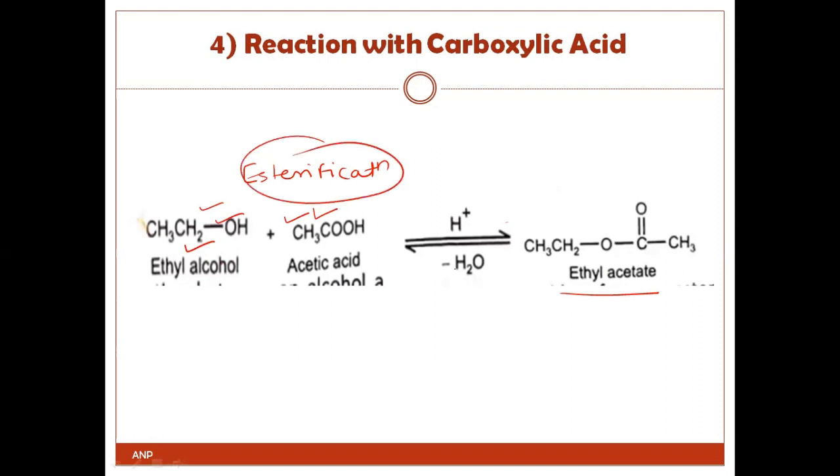So here the concentrated sulfuric acid is used, H2SO4. H plus comes from H2SO4. The concentrated sulfuric acid is used as a catalyst, and the reaction is reversible and can be shifted in the forward direction by removing the water as soon as it is formed. So H2SO4 is a good dehydrating agent which absorbs the moisture from the reaction and makes the reversible reaction irreversible.